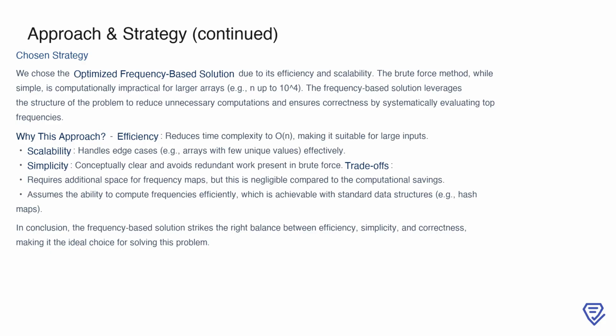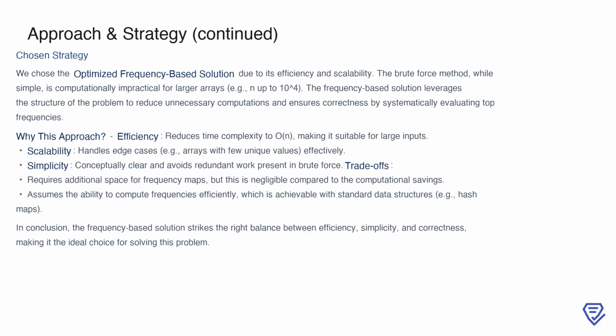While the brute force method is simple and guarantees correctness, it is computationally impractical for larger arrays, especially when the input size can go up to 10,000 elements. The frequency-based solution, on the other hand, leverages the structure of the problem to minimize unnecessary computations. By focusing on the most frequent values at even and odd indices, it systematically reduces the number of operations needed. This approach is highly efficient, with a time complexity of O(n), which makes it suitable for large inputs.